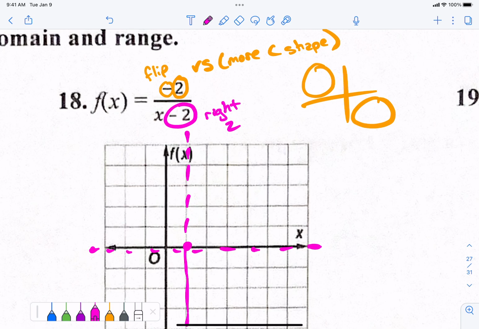To the right 2. What? You're all looking at me like, what are you doing? I was just seeing if you're paying attention. That's what I was doing. Bull crap. Okay.